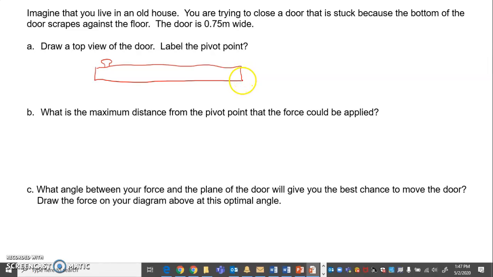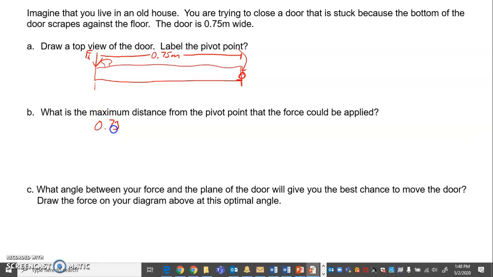and you'd be able to see the hinges. Okay, so the hinges would be here. So basically it's pivoting about this. So there's your pivot point. So what is the maximum distance from the pivot point that the force can be applied? Well, it's 0.75 meters. We could apply a force right here. So I guess if we were applying a force to close it, it would be right there. So there's our force. Okay, say force of our hand, F sub h. And so the furthest away we could get that would be 0.75 meters. That's the full width of the door.